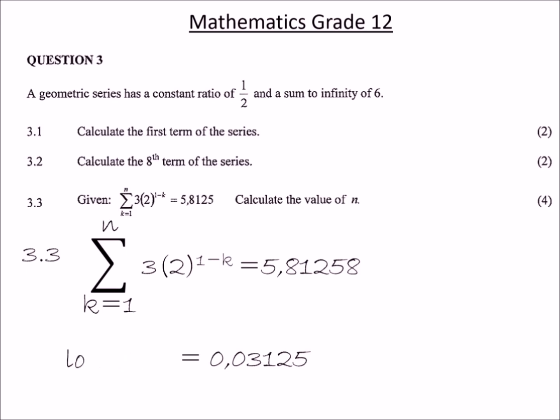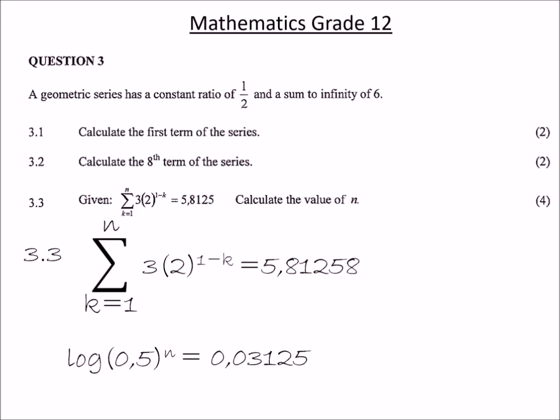Then we add logs to both sides and divide both sides by log of 0.5. The value of n is 5.